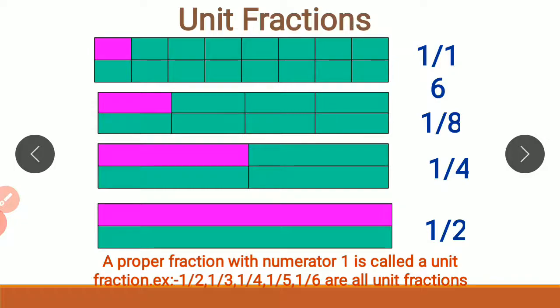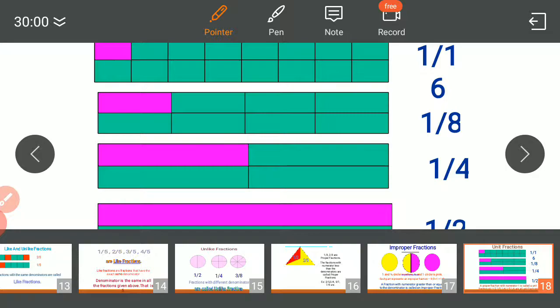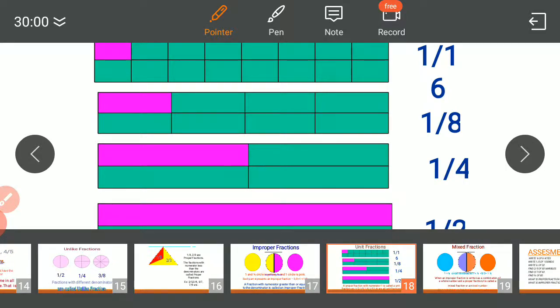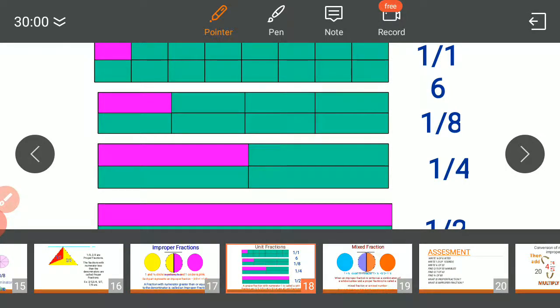Some examples are also written here: 1 by 2, 1 by 3, 1 by 4, 1 by 5, 1 by 6, 1 by 7, 1 by 8, 1 by 10, 1 by 15, 1 by 100, 1 by 1000. These all are unit fractions. So in this way you can find the different fractions. And one more type of fraction is here, a mixed fraction.